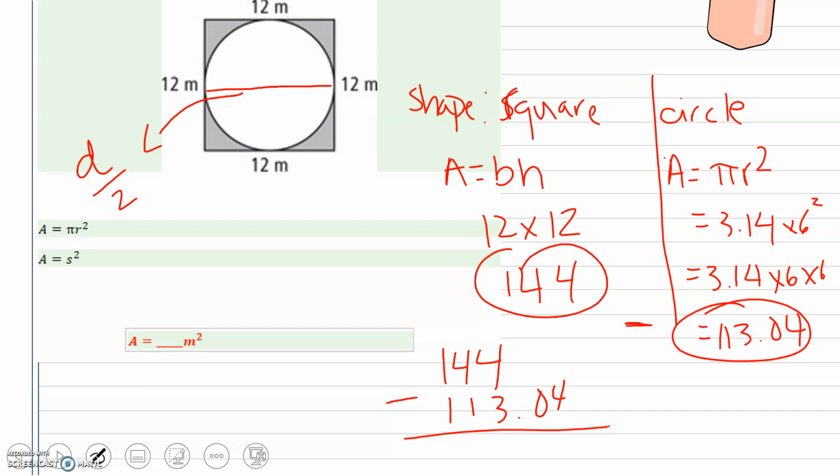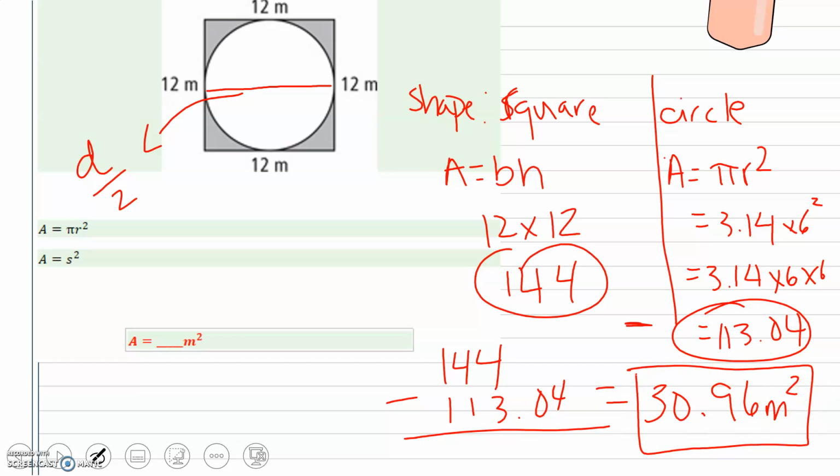And so your final answer should be 30.96 meters squared. All right, cool.